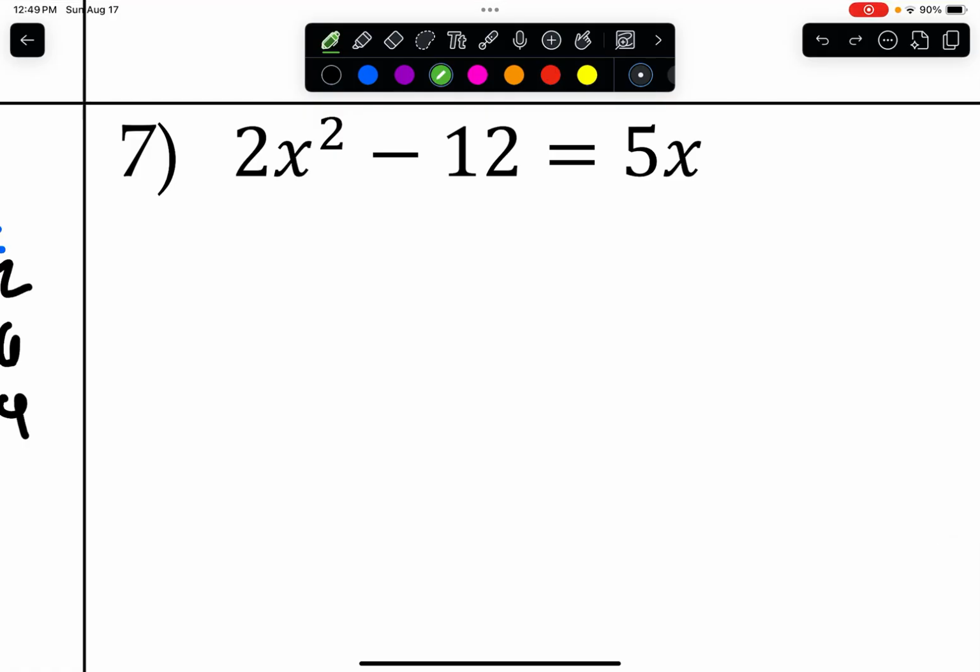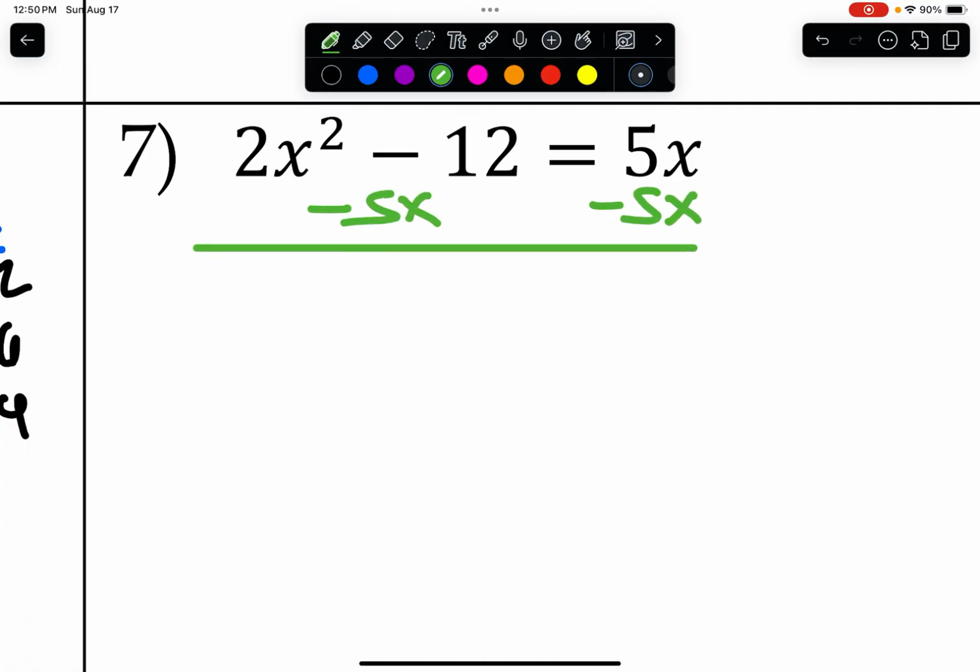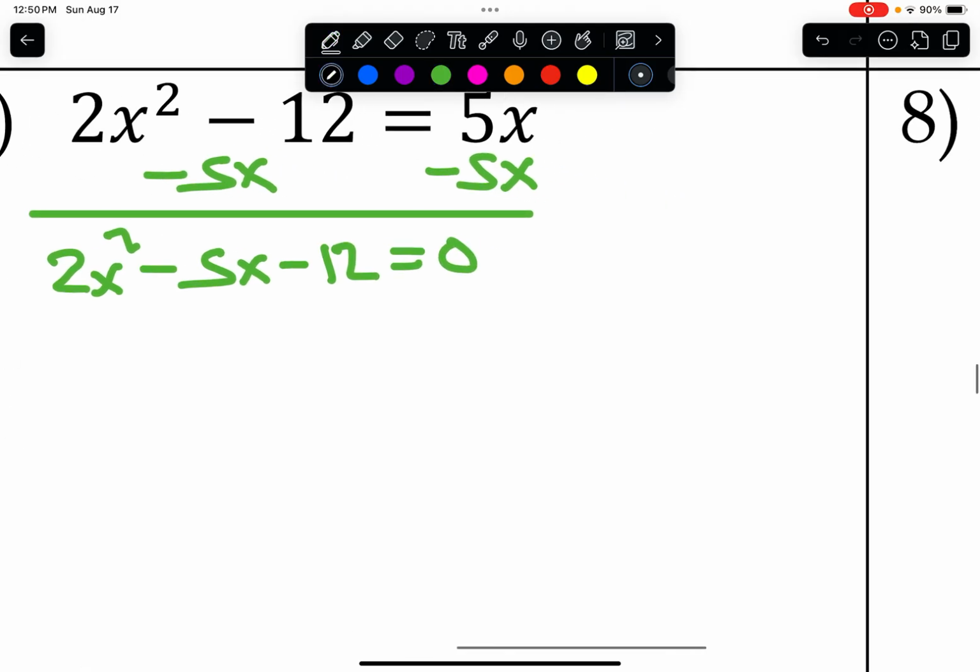So what I need to do is this 5x, I need to move it over. So I'm going to subtract 5x on both sides. Now I cannot combine it with anything that's already here, so it's just going to turn into 2x squared minus 5x minus 12 equals 0. And then from here, once again, we're going to do our a times c.